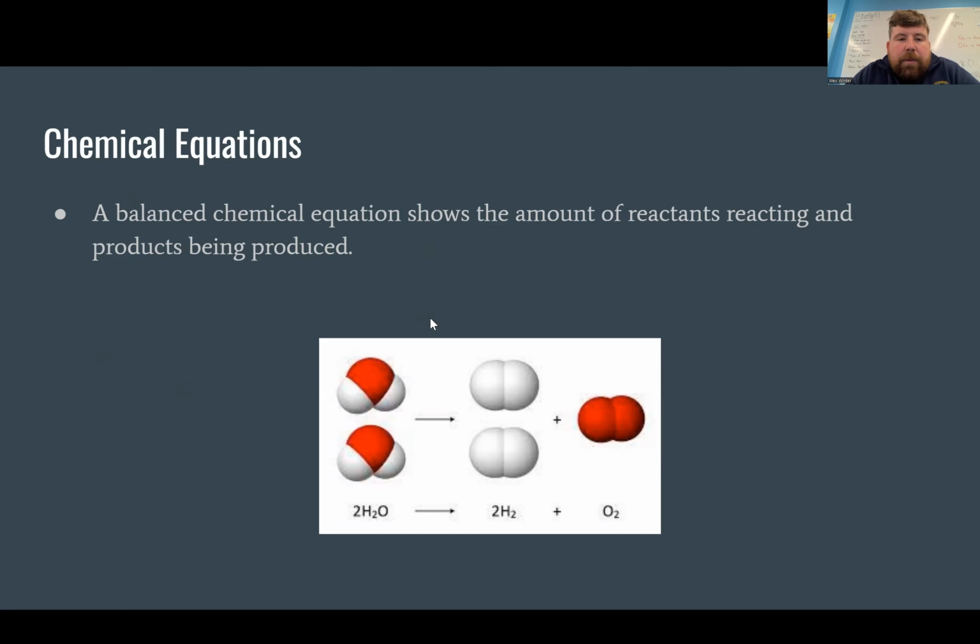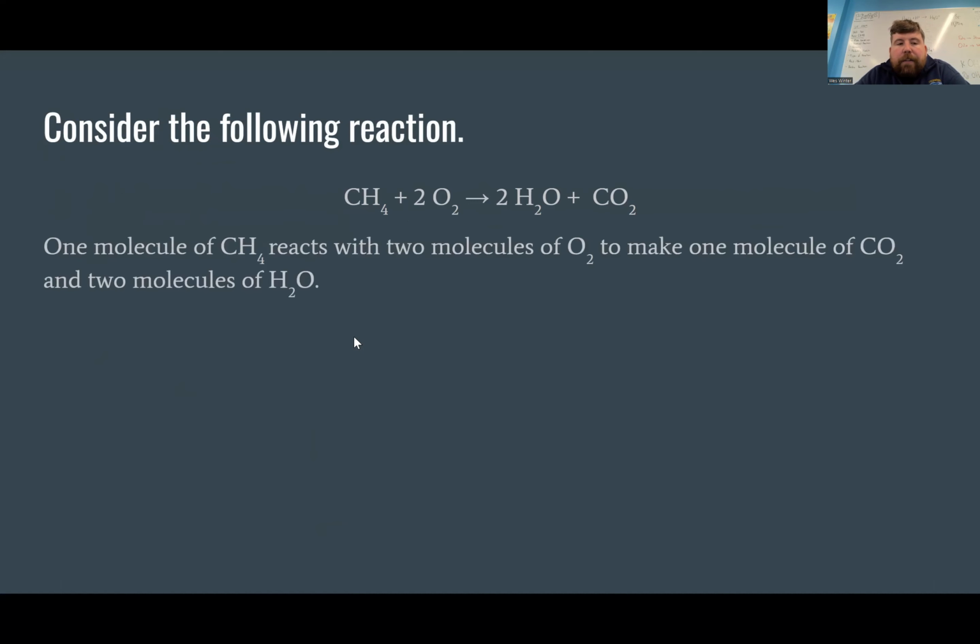Okay, so these chemical equations, the balancing is super important, and they're showing the amounts of reactants that are reacting and the amounts of products that are being produced. Okay, so let's go ahead and consider this following chemical reaction: the combustion of methane. Hopefully, we know based on this balanced chemical equation that one molecule of CH4 reacts with two molecules of O2 to make two molecules of water and one molecule of CO2.